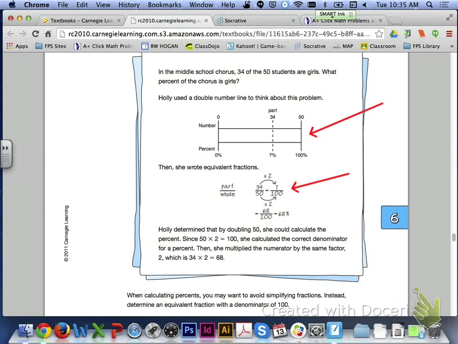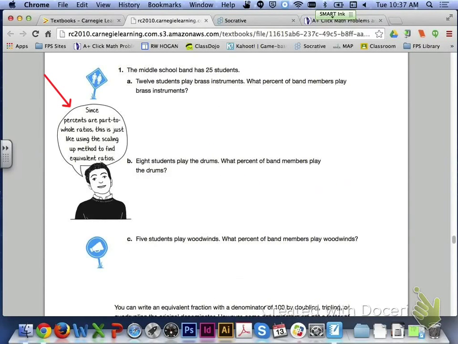Down at the bottom it says, when you are calculating percents, you may want to avoid simplifying fractions. Instead, determine an equivalent fraction with a denominator of 100. So let's take a look at number 1 on page 438. And just like I said earlier, if you take a look at our friend here with the word bubble, it says, since percents are part to whole ratios, this is just like using the scaling up method to find equivalent ratios. So keep that in mind as you're trying to find the answers for number 1, A, B, and C.